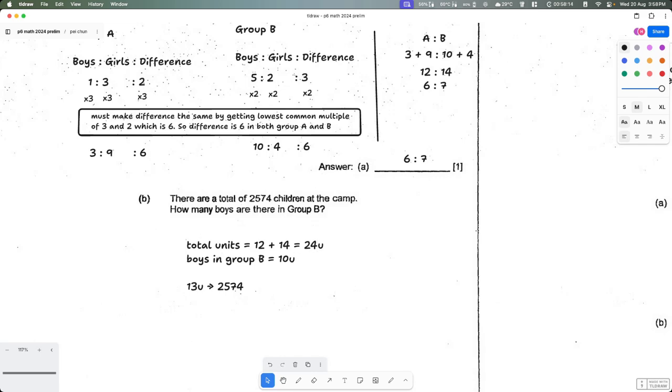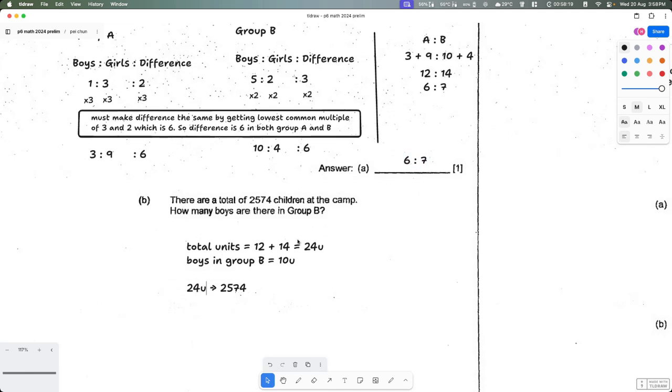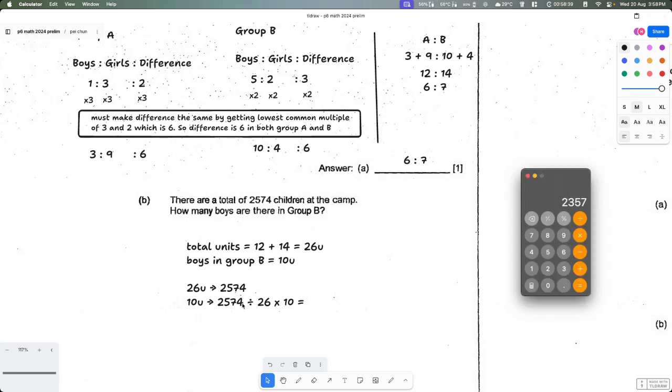So boys in group B is 10 units. So 24 units, sorry, 26 units. Yes, 26 units is equal to 2,574. 10 units is equal to 2,574 divided by 26 and then times 10. So let's use our calculator. 2,574 divided by 26 times 10.